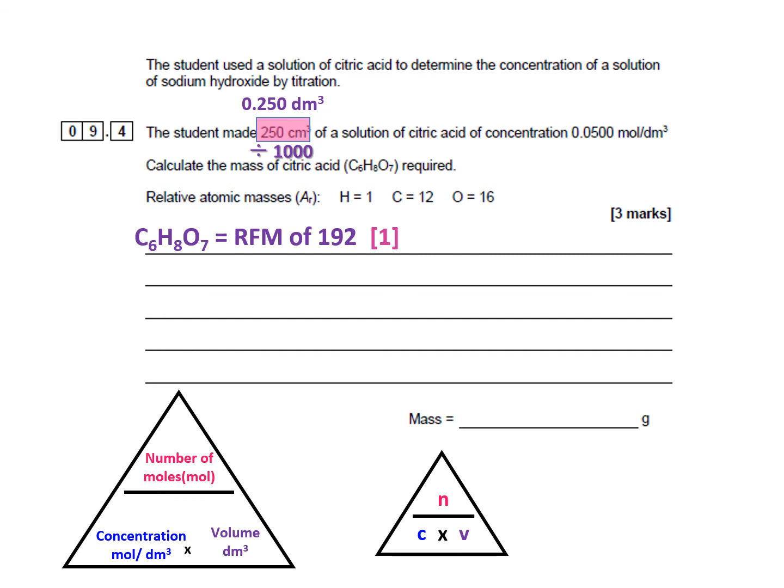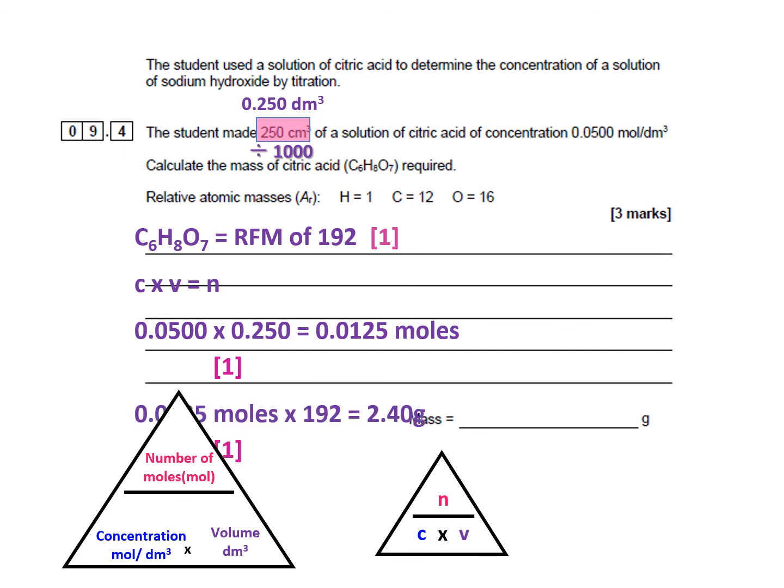So, the relative formula mass of our substance, we add together 6 lots of 12, 8 lots of 1 and 7 lots of 16, which gets us to 192. Concentration 0.05 and volume 0.25. Therefore we've got 0.0125 moles of our citric acid. We want to know the mass of citric acid, so we're going to multiply that by 192 to get 2.40 grams. That's our final answer.